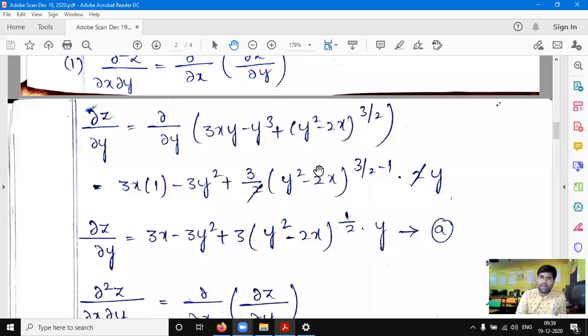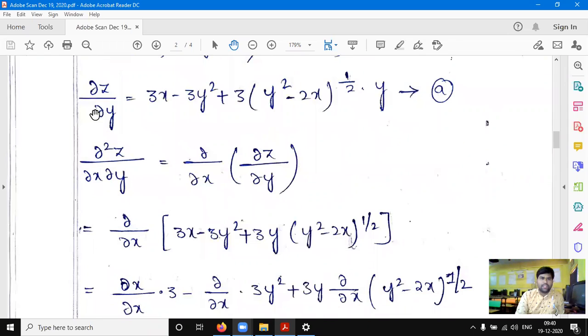Then you have to again partially differentiate this term with respect to y, that is ∂/∂y of (y² − 2x). Here 2x is constant, so that becomes 0. The derivative of y² is 2y. So here the 2 and the 2 get cancelled.